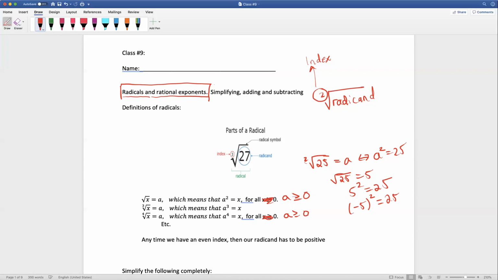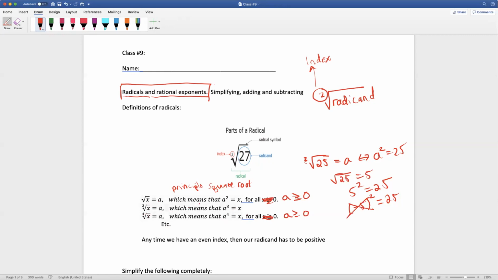That's what this means when it says for all a greater than or equal to 0. So even though we have two numbers at work, positive 5 and negative 5, we ignore the negative solution and only consider the positive solution. This is what we call the principal square root. Even though a negative works, we don't say that it works algebraically, and we restrict it to being just the positive value. Let's take a look at another example.